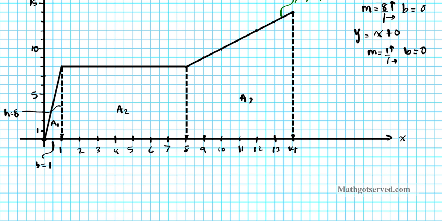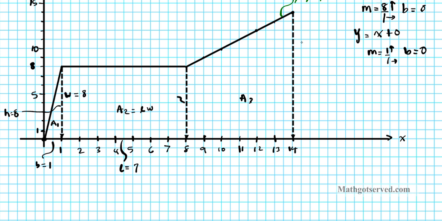Counting up, 6, 7, 8. That's 8. So that's for the triangle. And here in region 2, we have a rectangle, and we know the area of a rectangle is length times width. The length of this rectangle, L, from 1 to 8 is 7 units long, and the width, W, is going to be 8 units long.